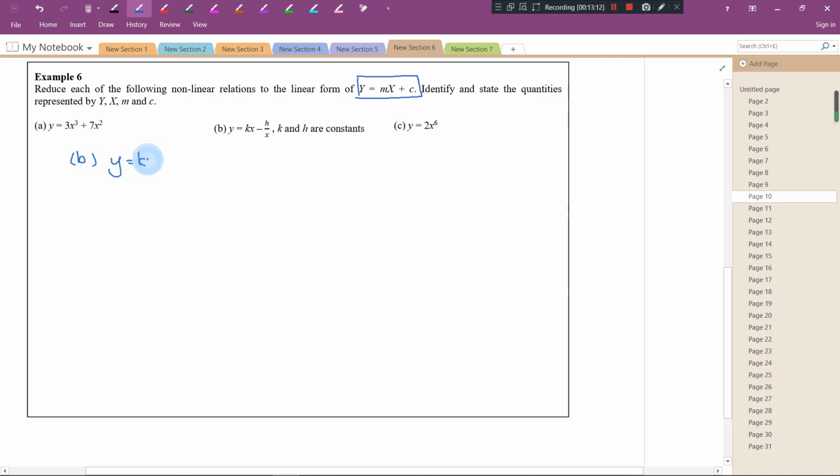Y equal to kx minus h over x. Okay, we want to change it to become this form. We want to reduce this non-linear relation to this form. We want a constant here. So what to do? We can divide this whole function by x. If you divide this whole function by x, you will get this.